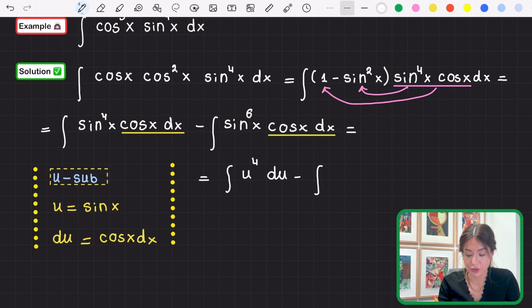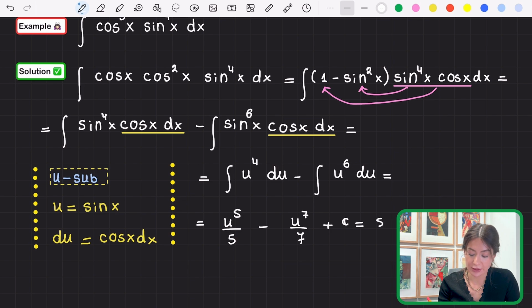And in the second integral, it is u to the power 6 du. I know how to take these integrals because these are basic power rules. I'm going to back substitute.